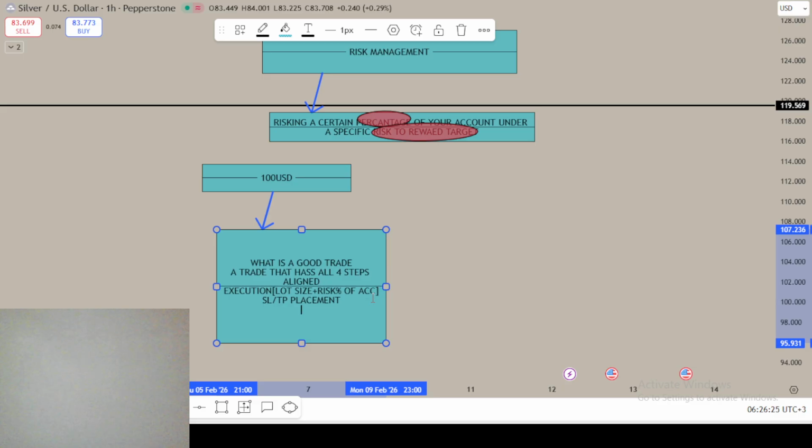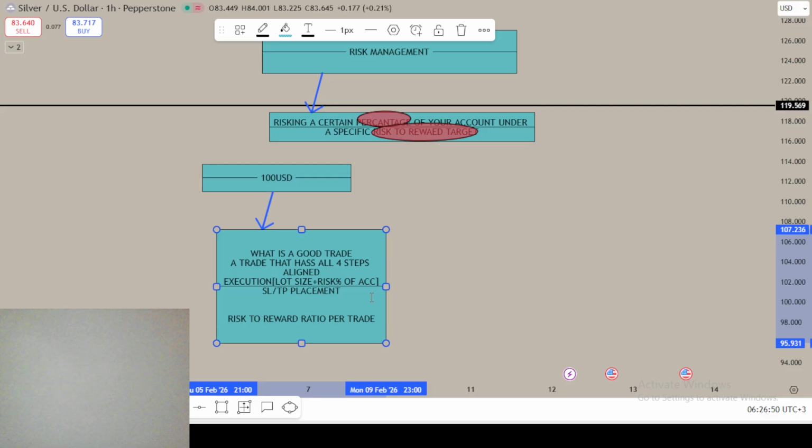It is not the strategy. What makes you profitable is risk. Okay, let me space this out. Risk to reward ratio per trade.